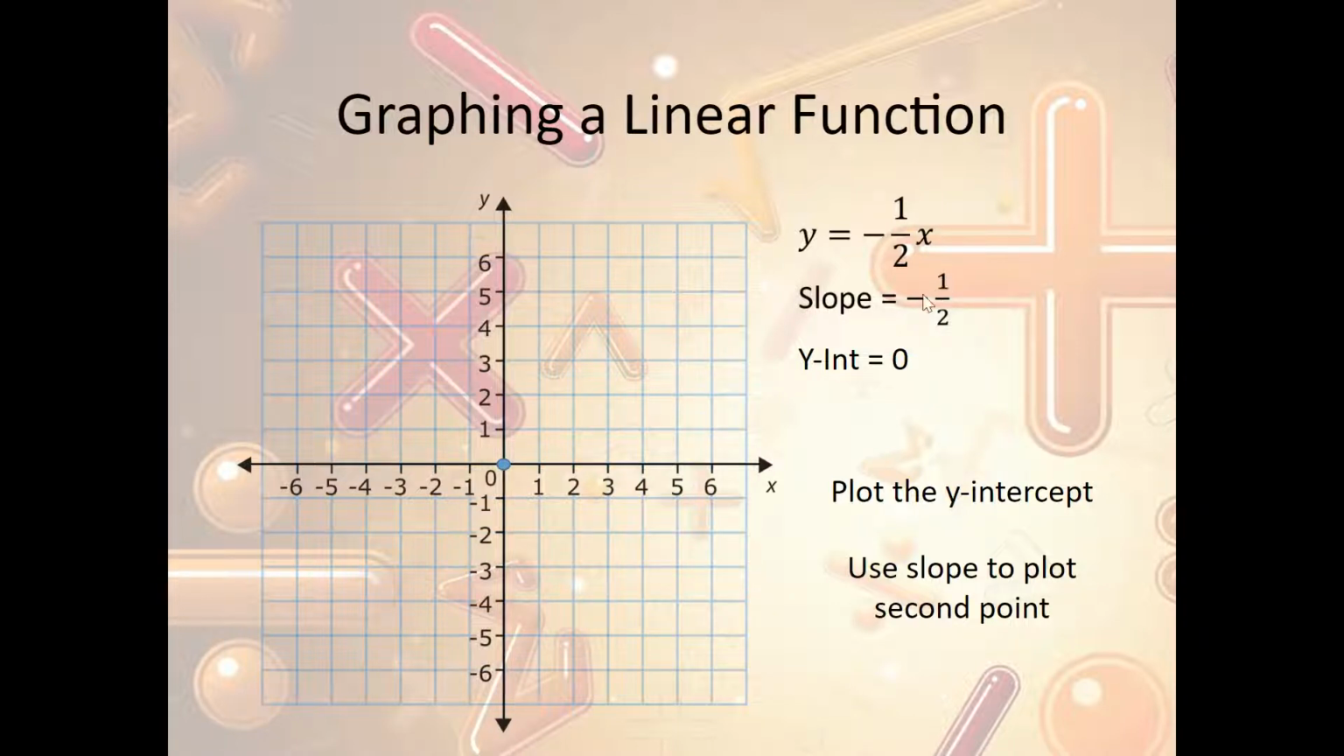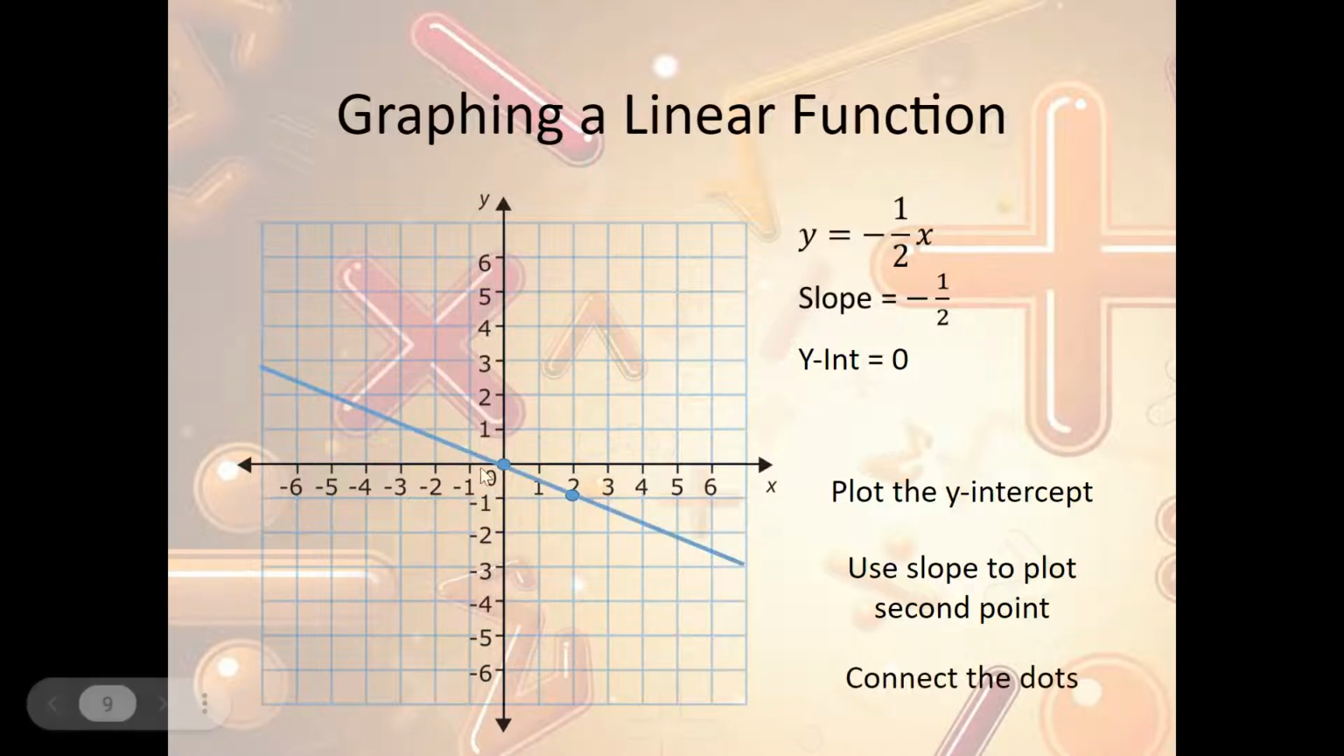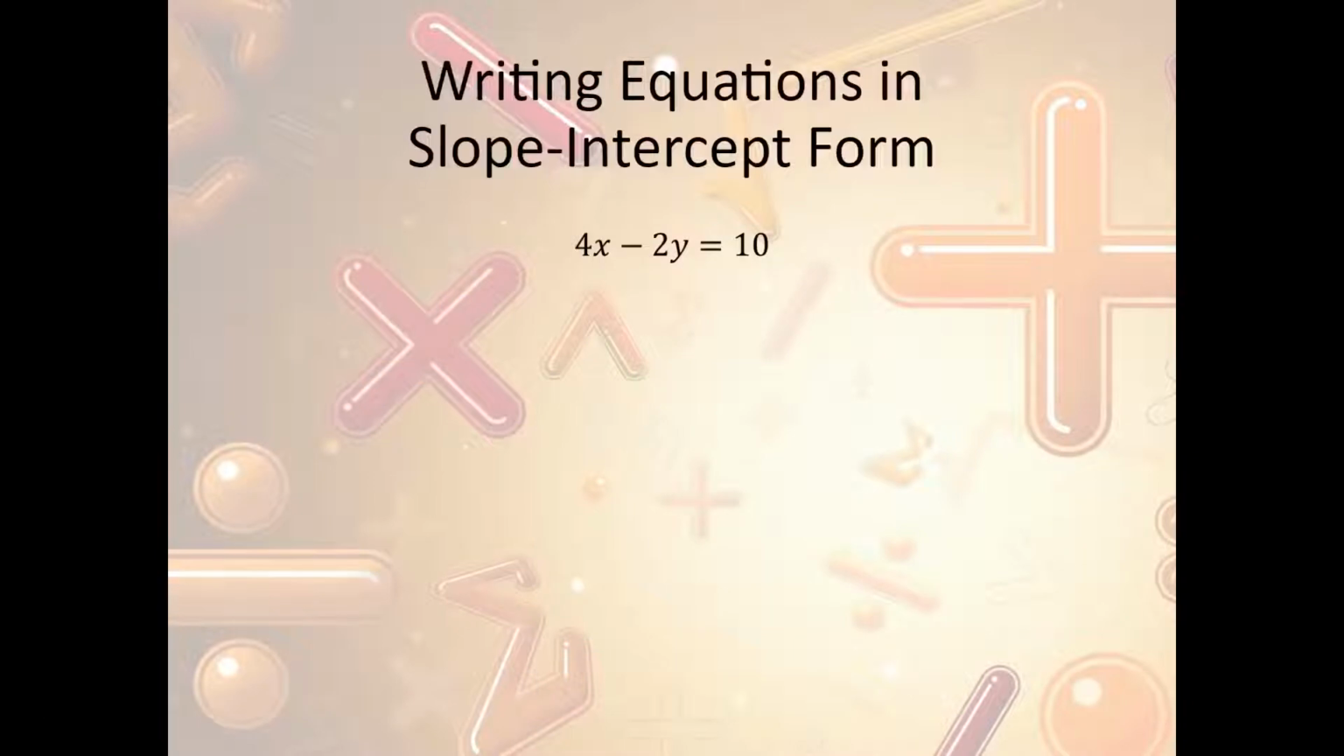So my change in y is negative 1, so I go down 1. And my change in x is 2, so I'm going to go to the right 1, 2, and plot my point. So now I have my first 2 points. The next step is just to connect the dots and draw a line between them. So I'm going to connect the dots. And now I have a linear function that is graphed that goes through 0 and has a slope of negative 1/2.